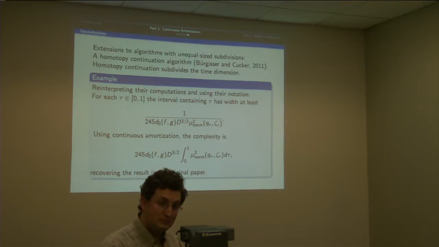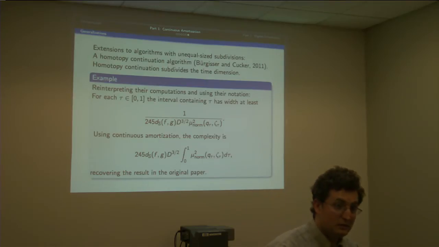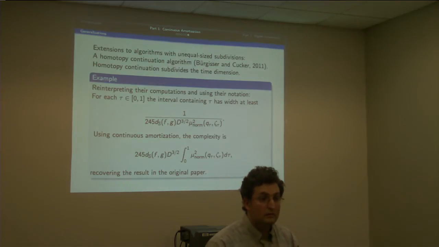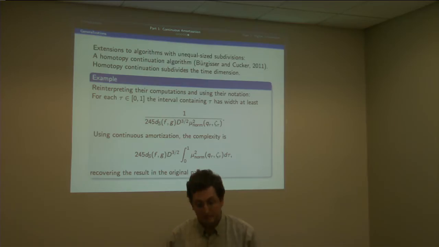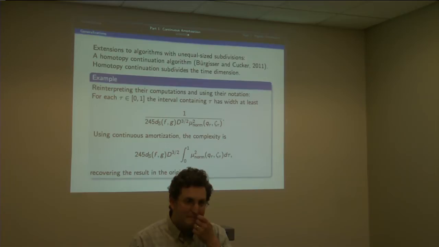So here by continuous amortization, so basically you mean finding a function to give a local lower bound on the thing we want to estimate, like the complexity, and compute the integral, and that will be the global bound. Yes.